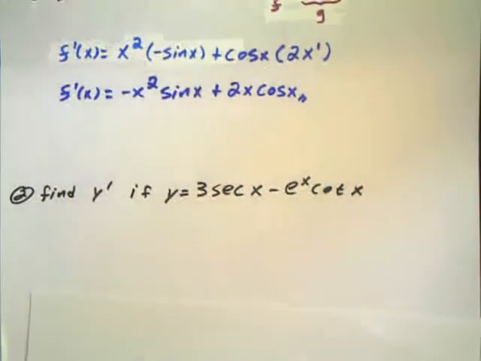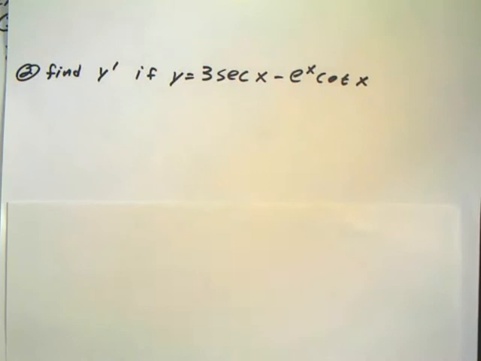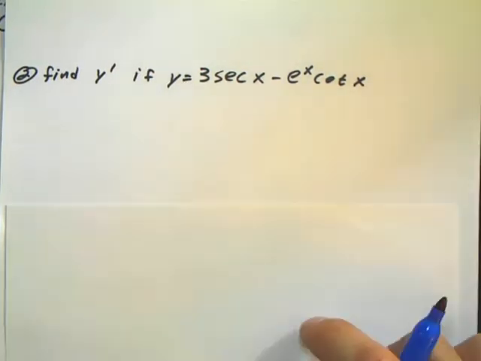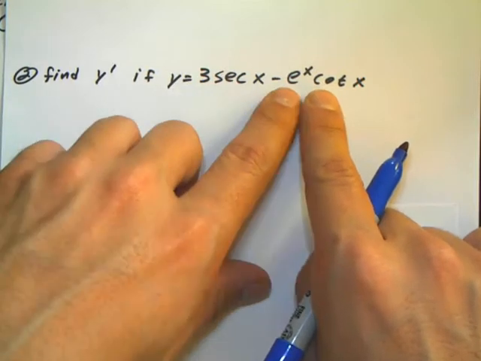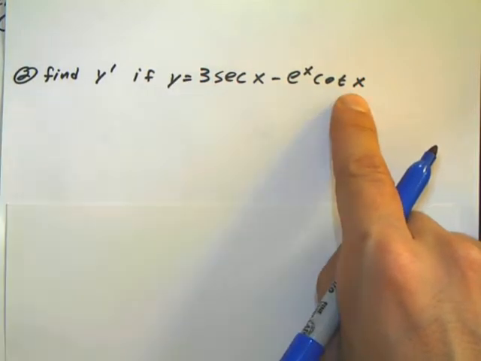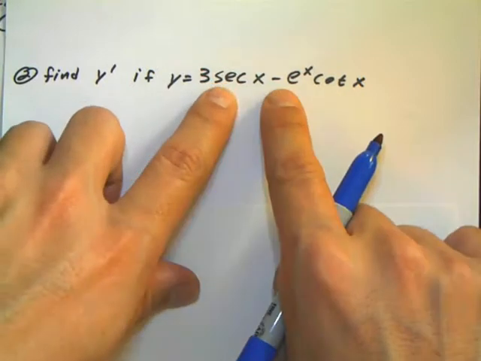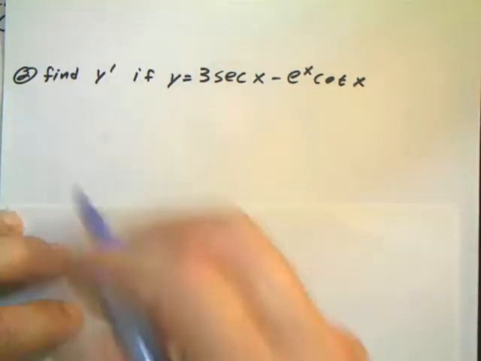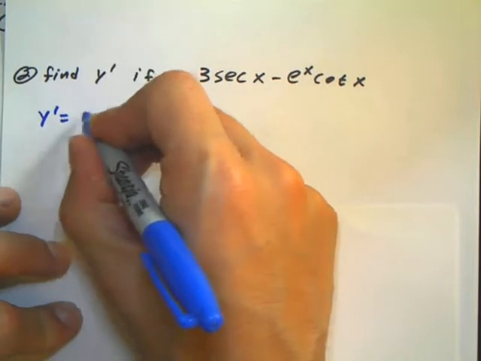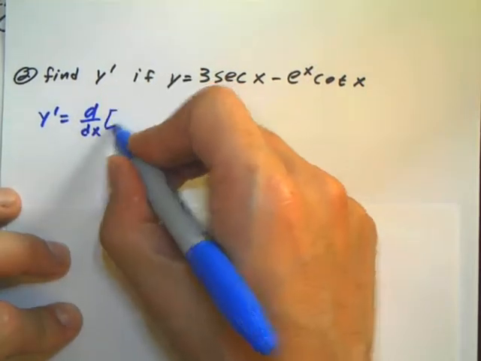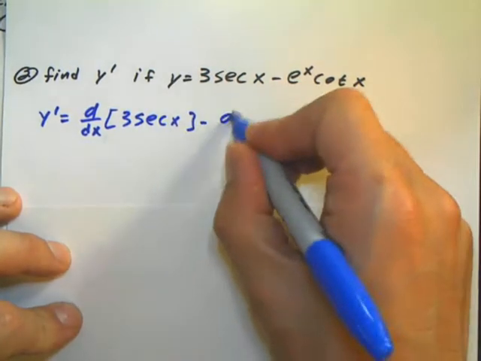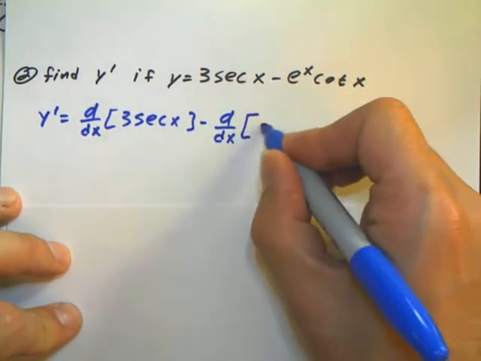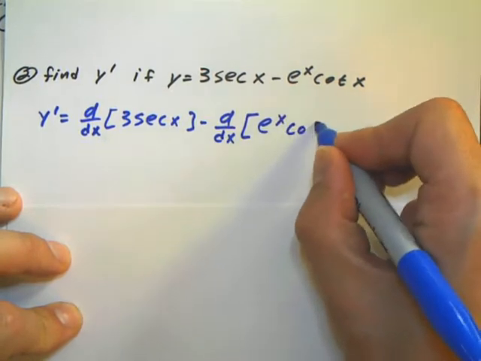Alright, so now moving on to the next example. I want to find the derivative of this weird looking expression. Notice I have 3 times secant minus the product of e to the x cotangent x. Since I'm subtracting two separate quantities, I can find each derivative separately. So y prime is equal to the derivative of 3 secant minus the derivative of e to the x cotangent x.